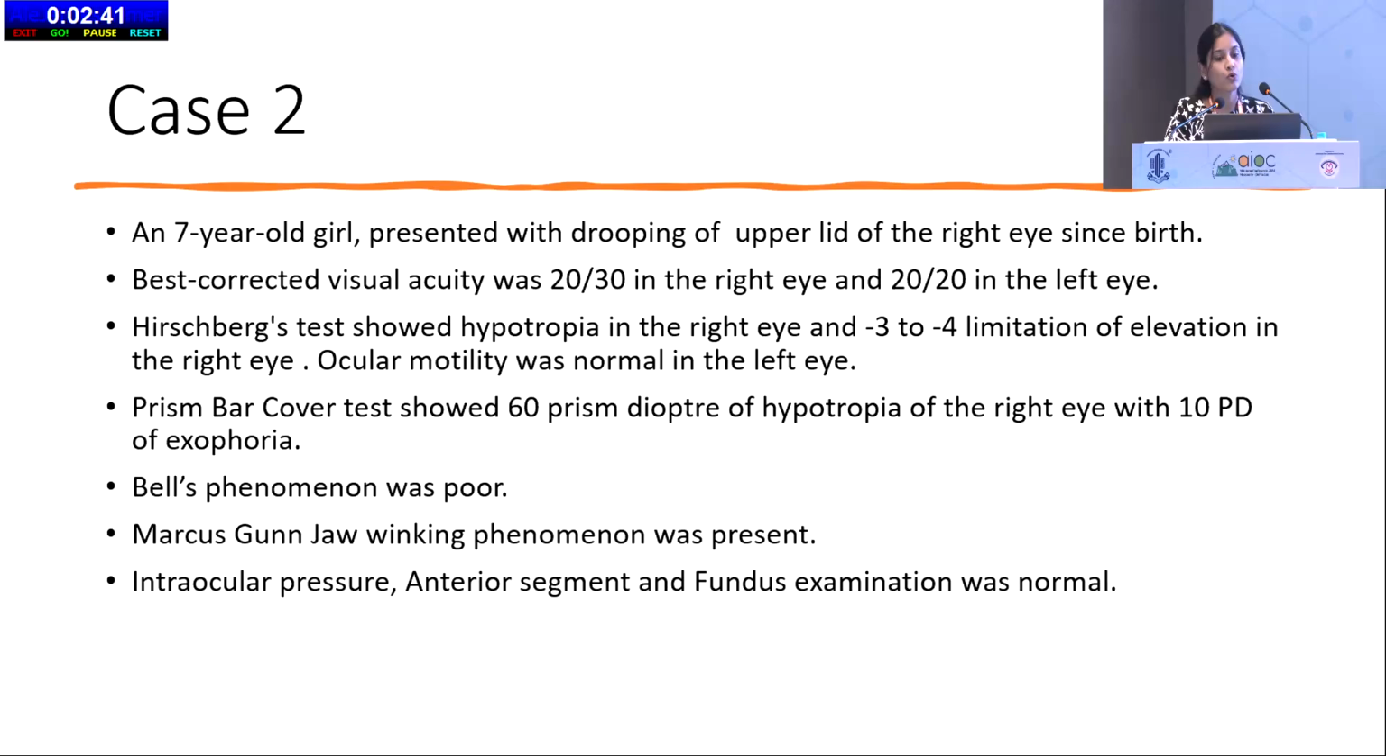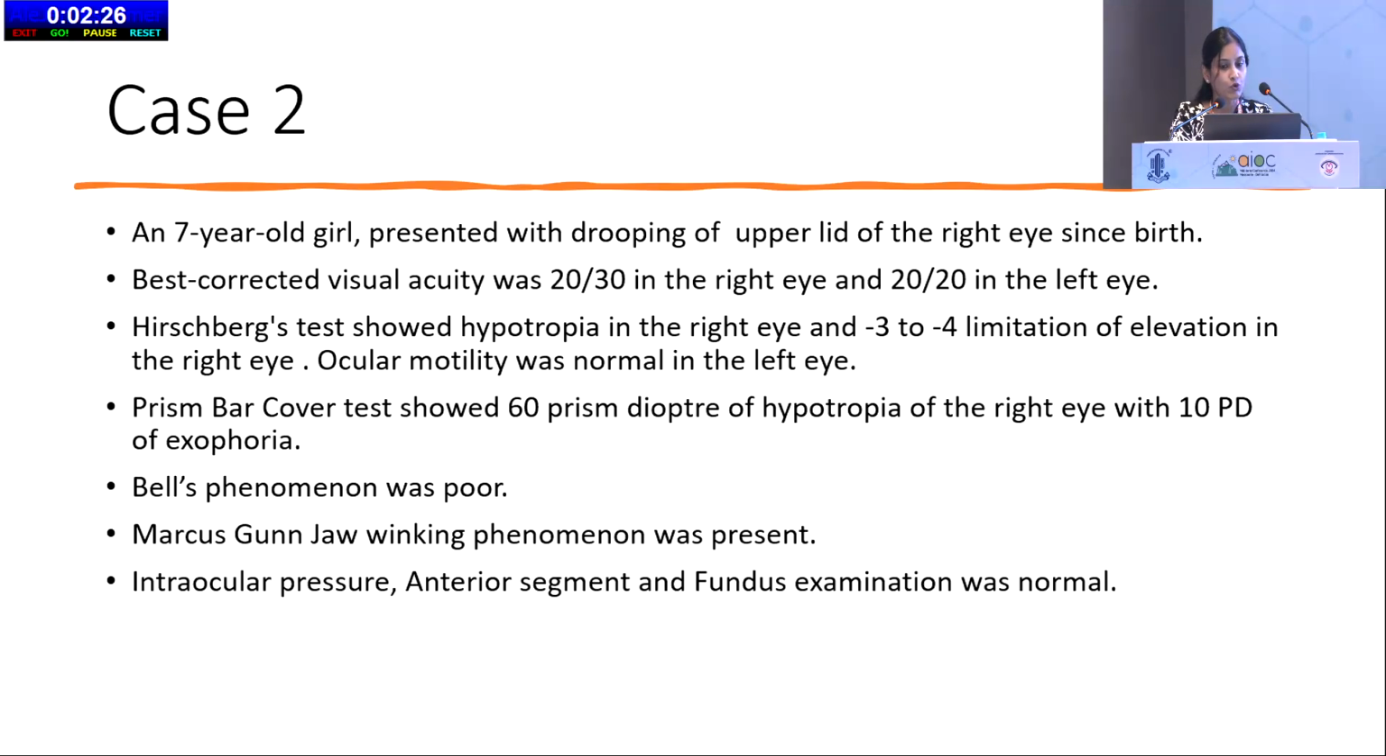The second case is a 7-year-old girl who presented with drooping of the upper lid of the right eye since birth. In this case, the patient did not have amblyopia, as compared to the first case, where the child had amblyopia. In this case, the best corrected visual acuity in the right eye was 20/30, in the left eye 20/20.